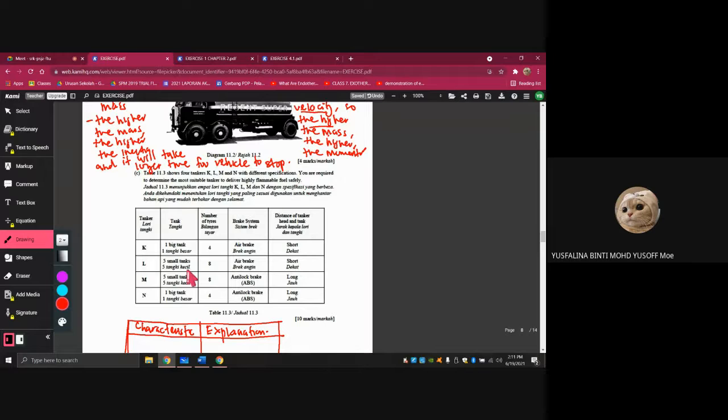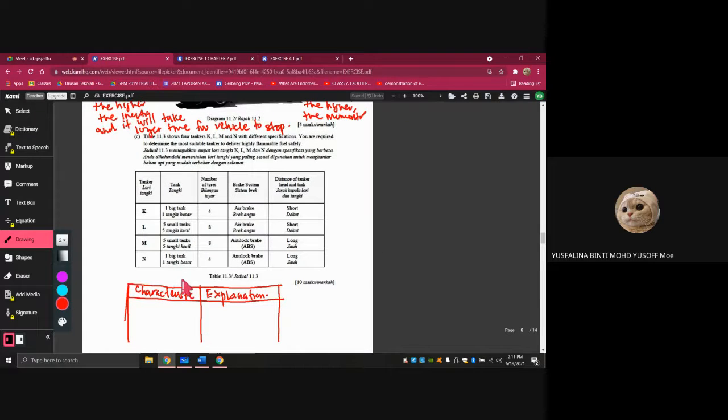For the tanker, of course you need to have 5 small tanks. This is actually to reduce the effect of inertia, to reduce the mass. When the mass is reduced, the effect of inertia will also be reduced. So for this one, you have to choose 5 small tanks. Why? Because it can reduce the effect of inertia. So that is for number 1.